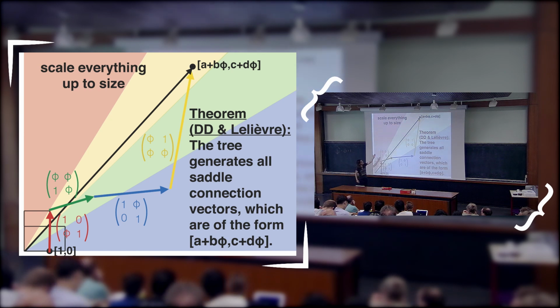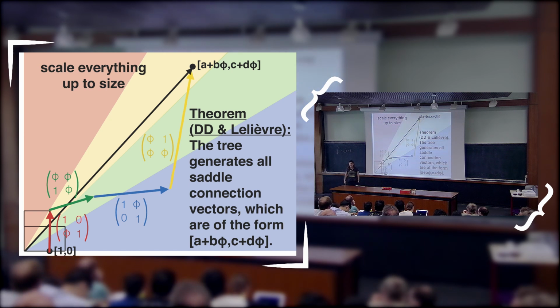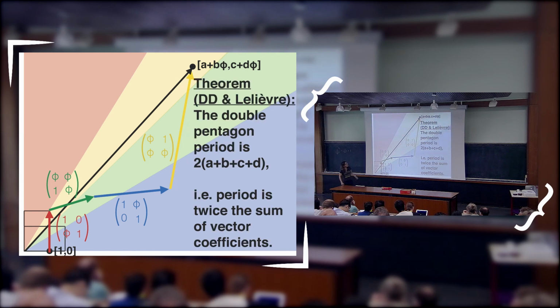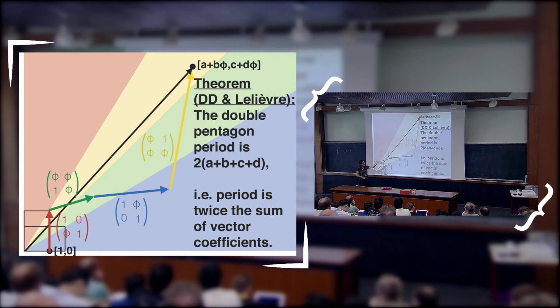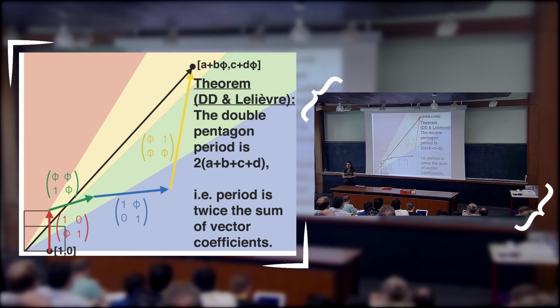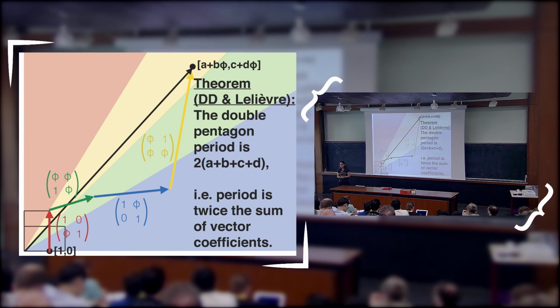It also turns out that this is the right way to think about directions. Our theorem is that the double pentagon period in this direction, so if you go in this associated direction on the double pentagon, the period is 2 times a plus b plus c plus d, all those vector coefficients. I really like this because in the square, if you had a direction of slope p over q, the period was p plus q. It's the same idea. You add up the vector coefficients, and in this case, you multiply by 2.